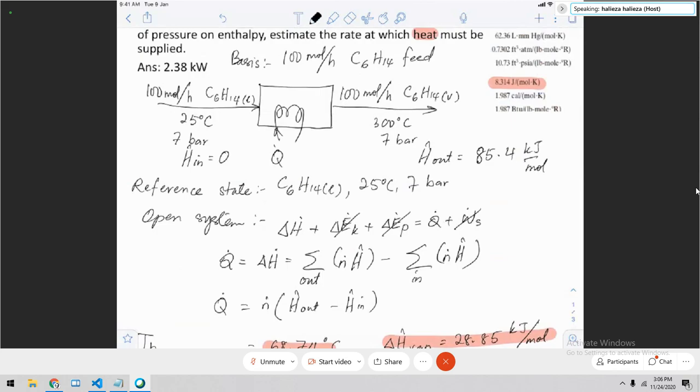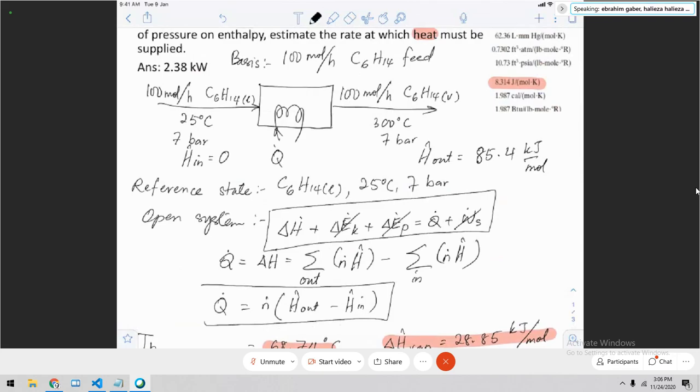Okay, what do we need to do next? Guys? Apply the general equation. Well, we already applied that. We have here the general equation, then Q equals delta H. Yes, we need to solve this. So now what is our mole? 100 moles per hour, and 85.4 minus our inlet enthalpy 0, that is in kilojoules per mole. So if you cancel that off, what is the answer?